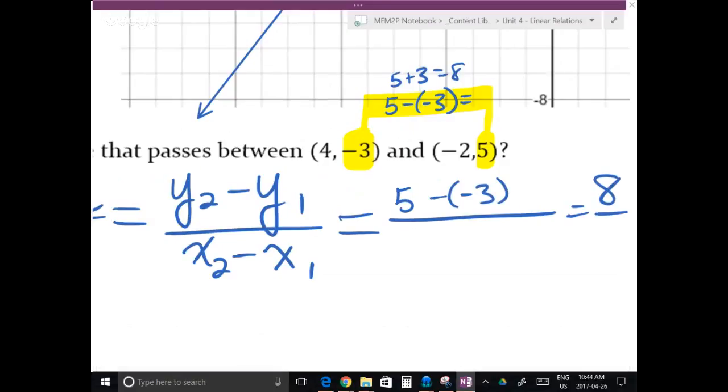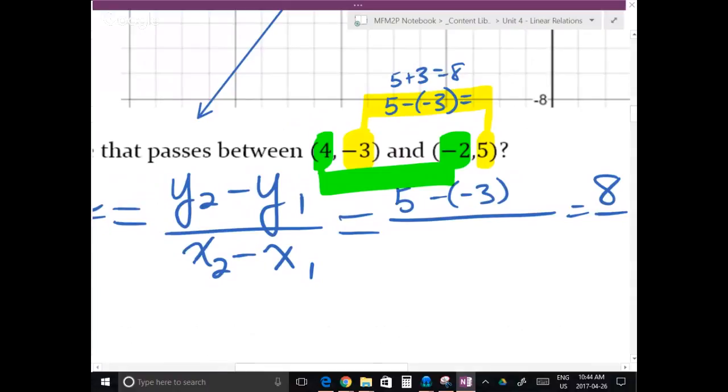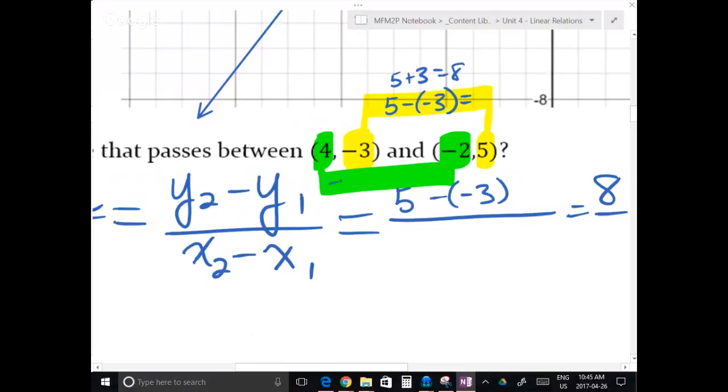Good. What about the x's? What does the x start at? 4. What's the final x value, the second x value? -2. How do you get from 4 to -2? Subtract, and how much are we going to have to subtract? Well, we can figure it out. We start with -2 because that's our final amount, and we subtract 4. What's -2 minus 4? If you have -$2 in the bank and you spend 4 more, you've got -6. Good.